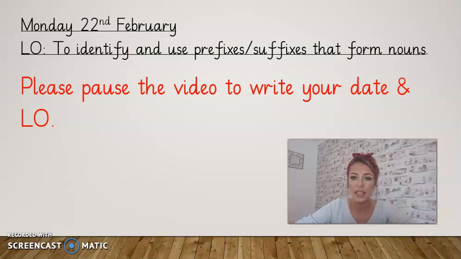This is our SPAG lesson for today. We are going to be identifying and using prefixes and suffixes that form nouns. Now, that might sound really complicated. Please don't worry because I'm going to explain everything to you. We've done a bit about prefixes and suffixes before, but I don't want you to worry because I'm going to walk you through every single step.